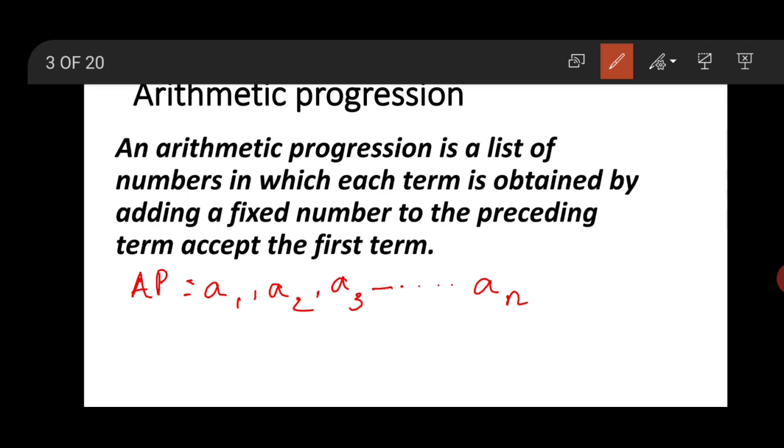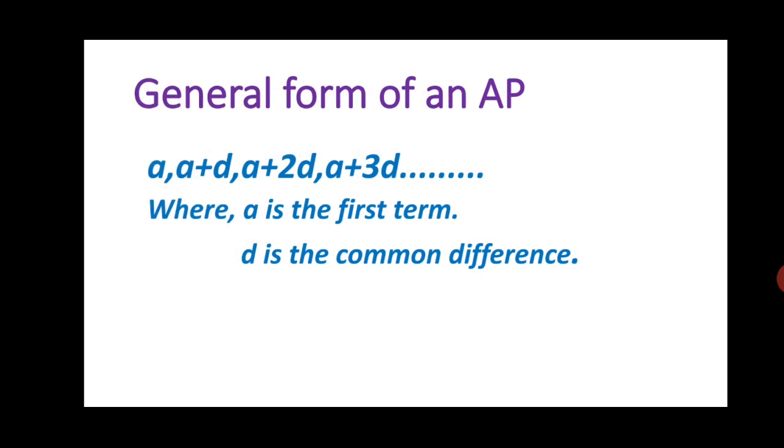Now, what is the general form of AP if first term A and common difference D are given? A, A plus D, A plus 2D, A plus 3D and so on, where A is the first term and D is the common difference. See here, we can observe in the previous three examples, D may be a negative number, it may be a positive number or it may be 0 also.